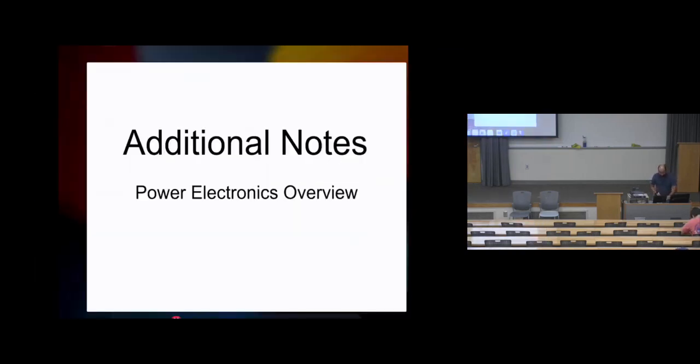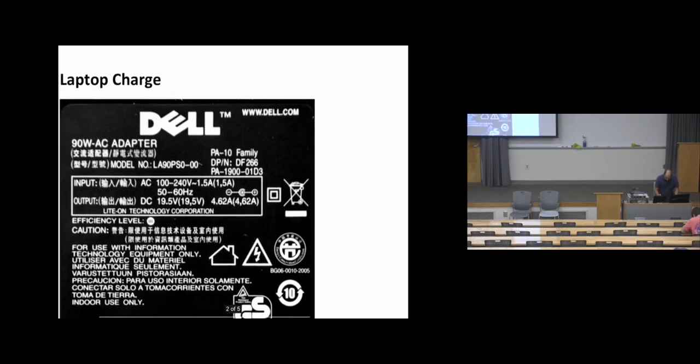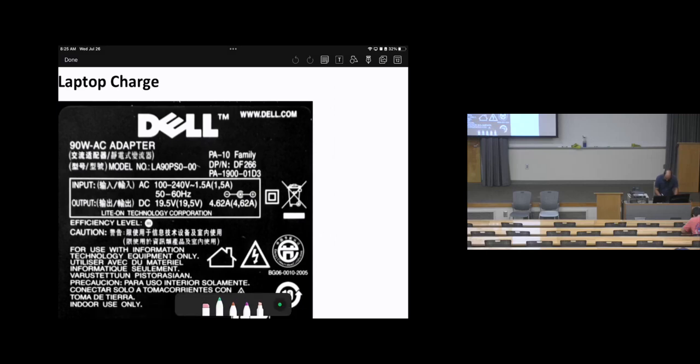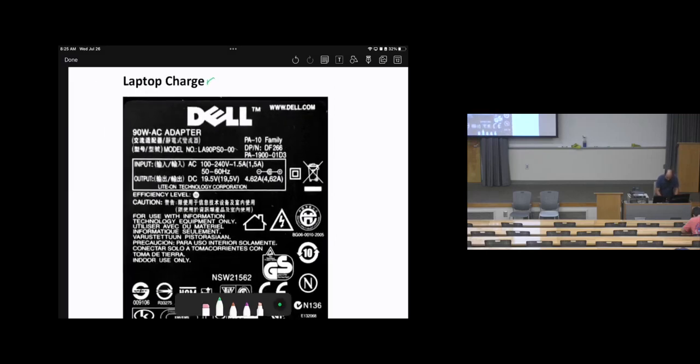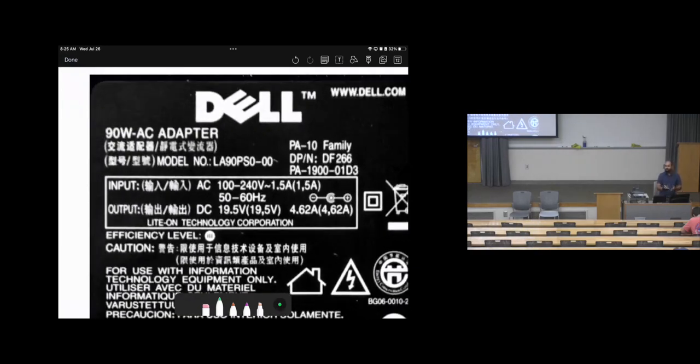Let's go back to the notes. Here I'm going to go through some applications of power electronics. Look here at the laptop charger. In the laptop charger, most likely you need to look at the data sheet. As we know, the battery is DC, the wall outlet is AC. So we need to convert AC to DC, and also the voltage in the wall outlet is 120 volts, while the battery sometimes can be 5 volts, 15 volts, 20 volts, whatever.